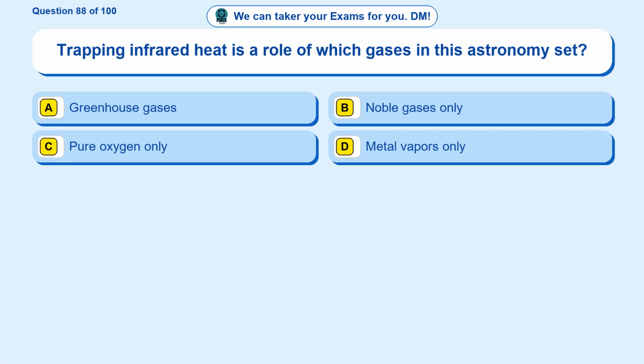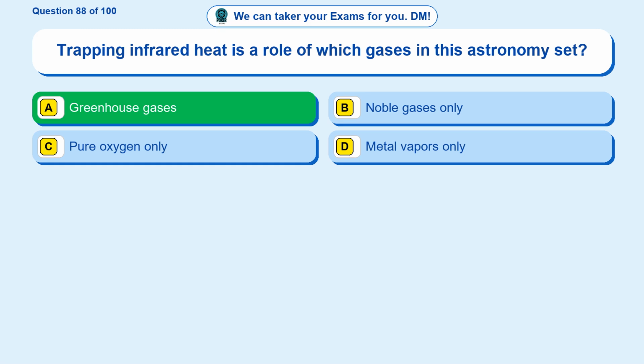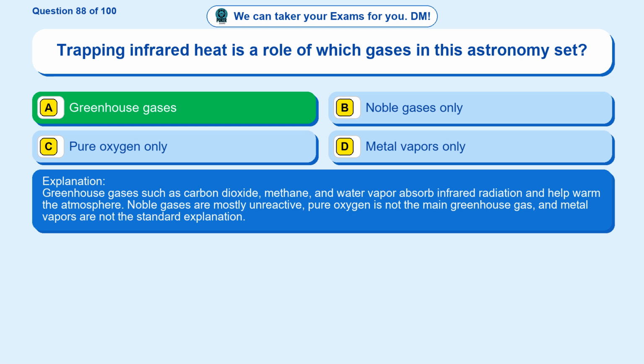Question 88. Trapping infrared heat is a role of which gases in this astronomy set? Option A, greenhouse gases. Option B, noble gases only. Option C, pure oxygen only. Option D, metal vapors only. The correct answer is option A. Greenhouse gases. Greenhouse gases such as carbon dioxide, methane, and water vapor absorb infrared radiation and help warm the atmosphere. Noble gases are mostly unreactive, pure oxygen is not the main greenhouse gas, and metal vapors are not the standard explanation.